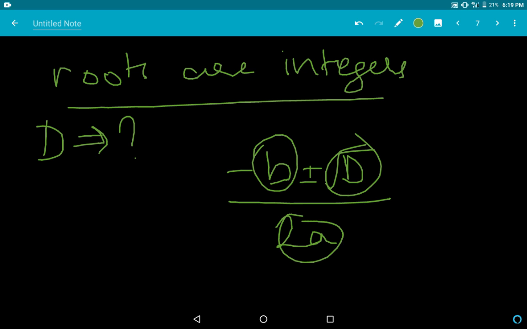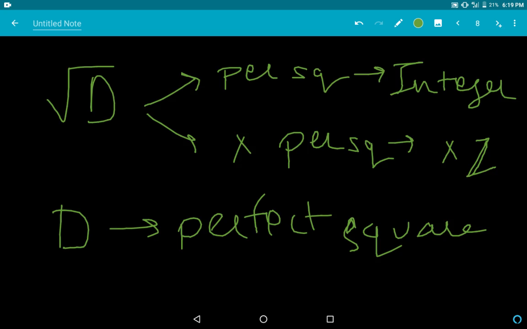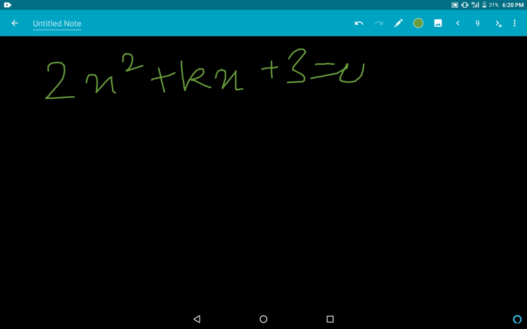b is an integer, a is an integer, but this is the deciding factor here. Understand? So actually, let's do a sum first, then I'll tell you something really interesting. Let's say 2x square plus kx plus 3 is equal to 0. Now tell me, if they have equal roots, what is the value of k?